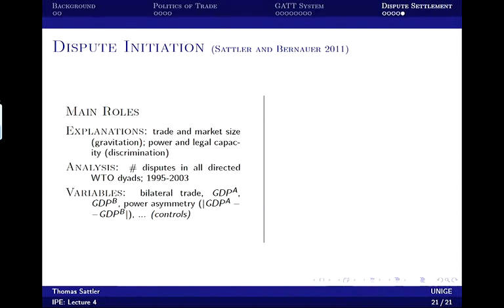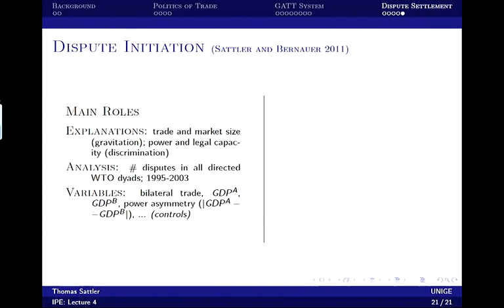And then we look at power asymmetry, which reflects the discrimination argument. So the idea is that if two countries are very unequal, we should see fewer disputes. And if power asymmetry is low, if countries are about equal, we see more disputes. So the idea is that if countries are unequal, the powerful country is going to force the less powerful country to change its behavior if it's violating.